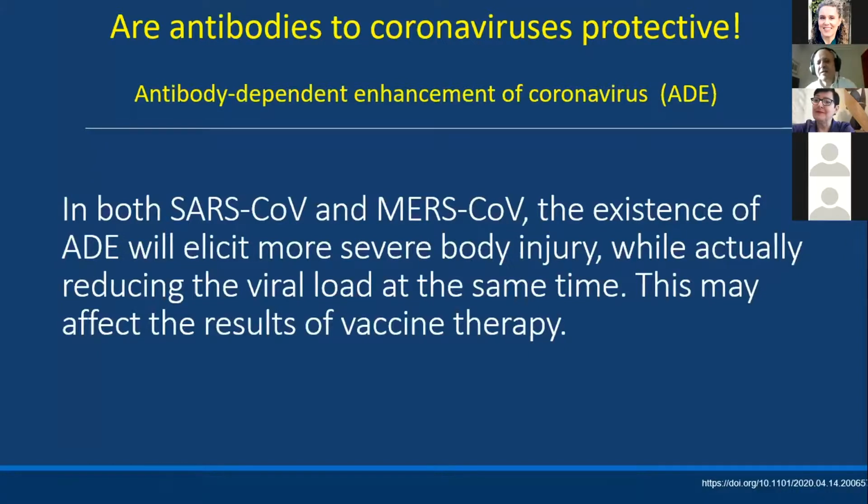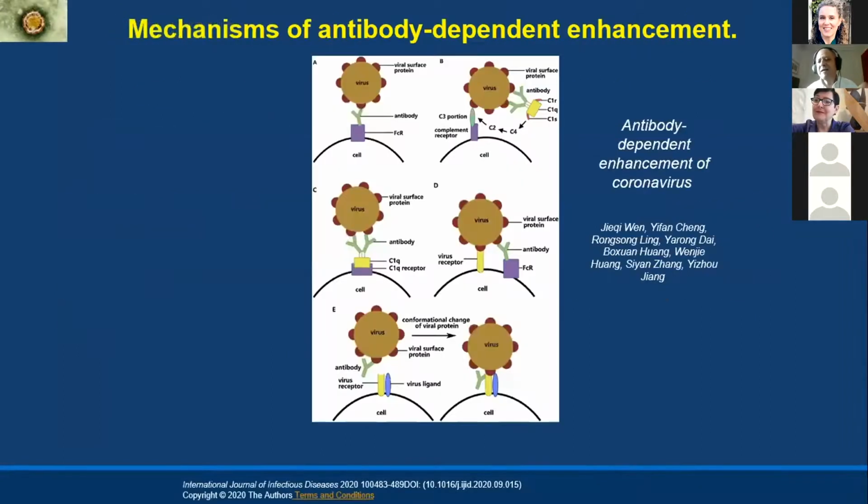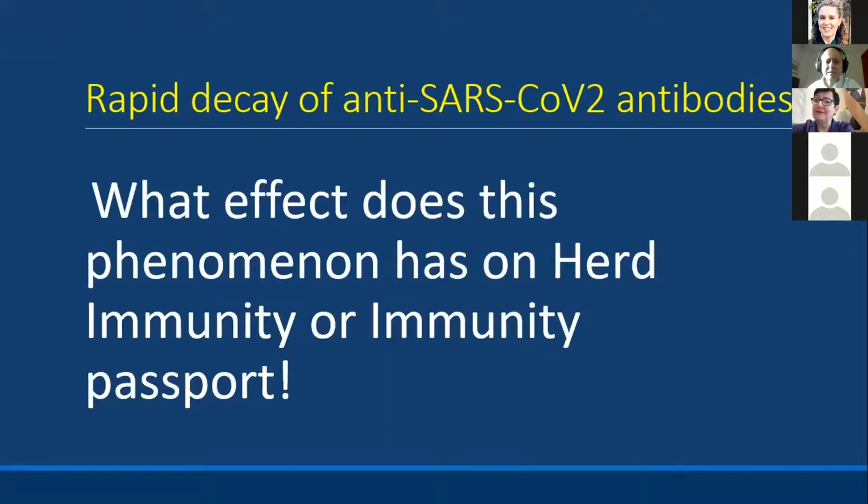And some people actually advocated the presence of what we call antibody-dependent enhancement of coronavirus, that the antibodies can help the virus gain entry into the cell. And sometimes those antibodies, especially the low titer, may actually be pathogenic rather than protective. So rapid decay of the antibodies, what effect does that have on immune passports?